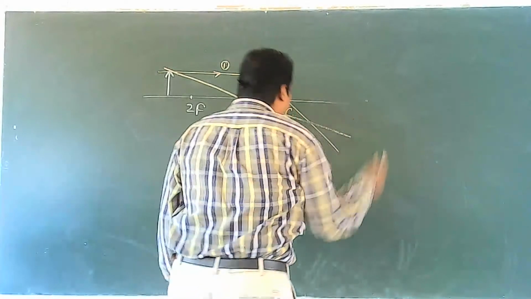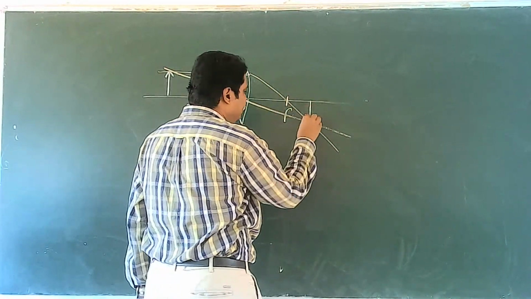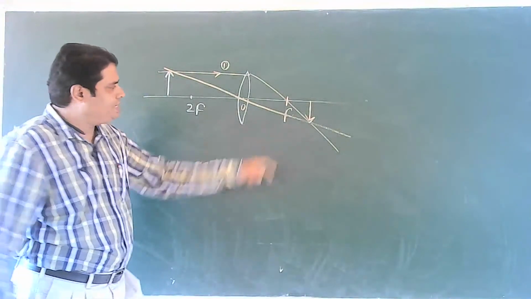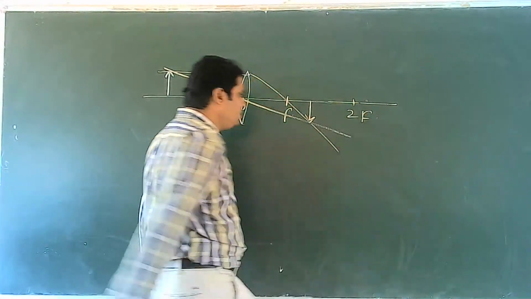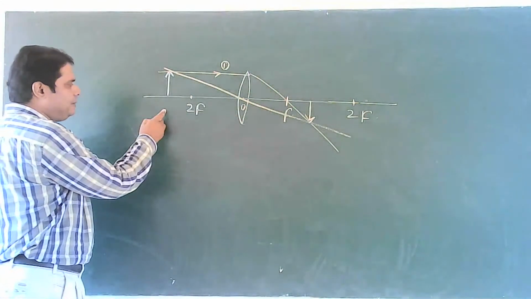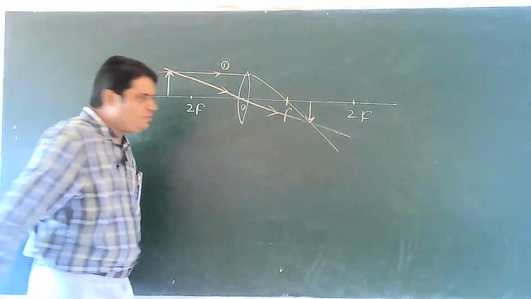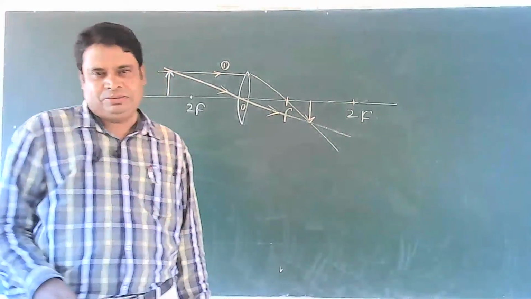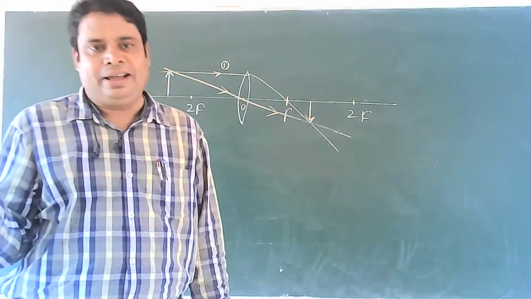Anyway, I will try. See, this is the point of intersection, where your image is formed. If this is F, somewhere here we have 2F. When object is placed beyond 2F, don't forget this, okay? Every time you have to draw the ray direction. Without ray direction, the ray diagram has no meaning.